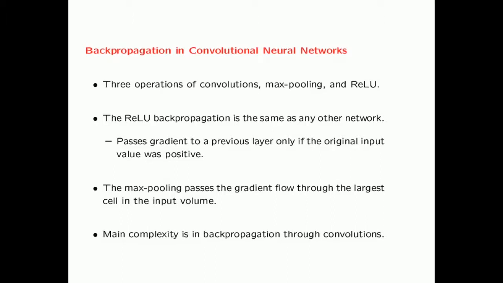The main complexity in the case of the convolutional neural network arises in terms of how you perform backpropagation through convolutions. Because convolutions, in essence, are matrix multiplications, except that these matrices are sparse and also that the weights are shared across the whole volume. So this requires some changes to the backpropagation algorithm. However, as we'll see, the backpropagation operations are still intuitively quite similar to conventional neural networks.